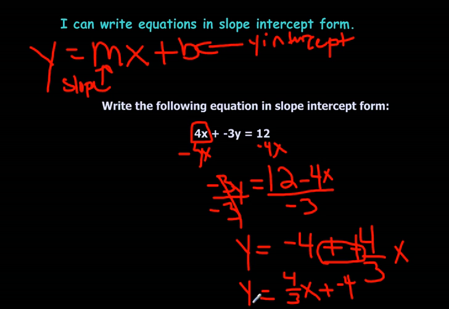Do I have it all in the right form? I got my y. I got my 4/3 x. And I have plus a negative 4. And what I can tell from that is that my slope is 4, well, the whole thing. Yeah, 4/3. 4/3, right on. And my y-intercept is? Negative 4. Negative 4. Excellent. So that's my slope-intercept form.